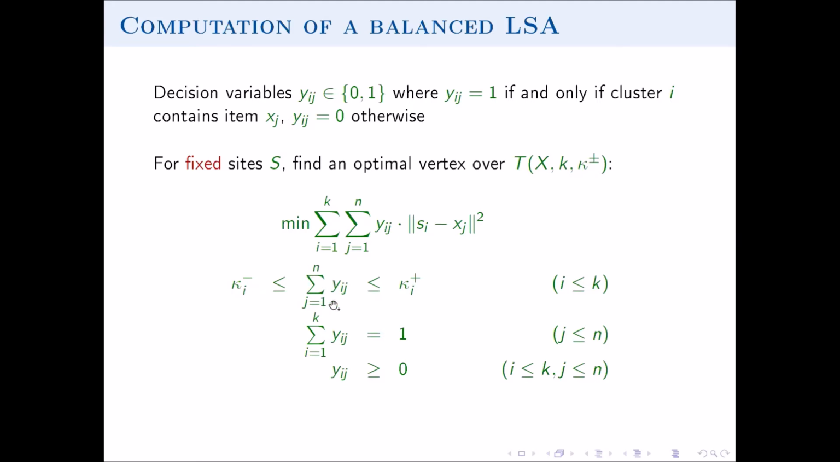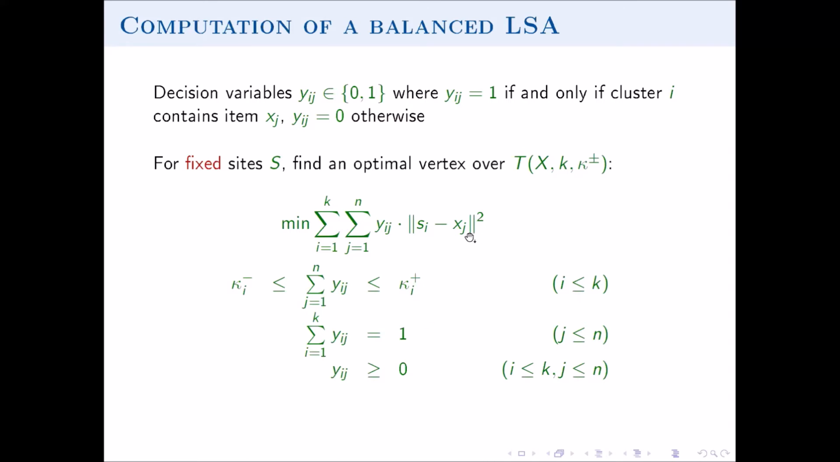So the types of constraints are the number of items in each cluster is at least the prescribed lower bound, and at most the prescribed upper bound for each cluster. Each item is assigned, and actually this is a TU matrix, and this right-hand side information is integral, so we don't have to keep the 0, 1 here, just yij greater or equal 0. So I hope that made sense about what the feasible set is. So it's the clusterings of the allowed cluster size.